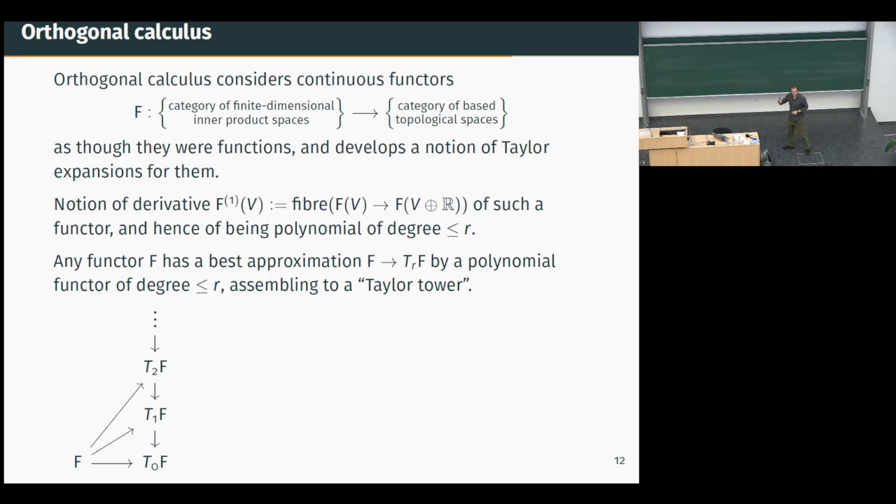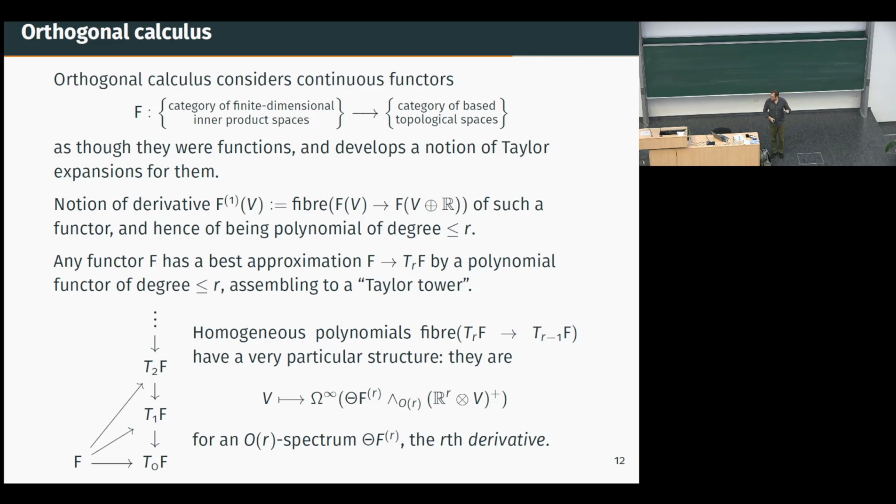And I'm going to reveal something on the slide now, which looks like a horrific equation. Do not be worried that you don't know what any of the symbols involved mean. It's just to be mathematically honest. So the main content of this theory is that the homogeneous polynomials, the differences between the rth and (r-1)th approximation, have an extremely constrained form. I've written what the form is out of mathematical honesty, but you shouldn't worry.